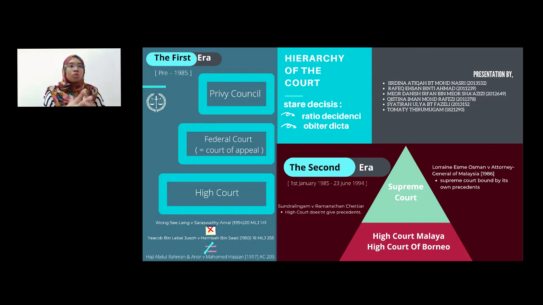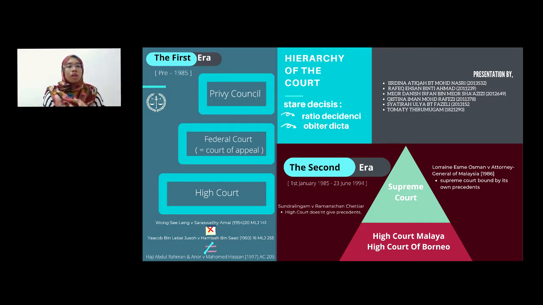So as we all know, we have three different eras when it comes to the courts in Malaysia. The first era is the pre-1985. The second era is between the 1st of January 1985 until the 23rd of June 1994, while the latest era, which is the third era, is the post-1994 era.